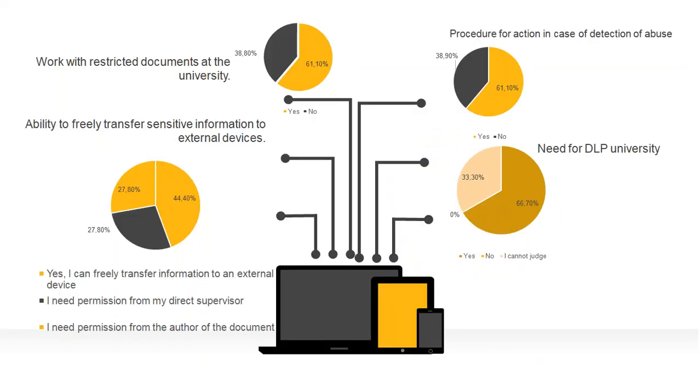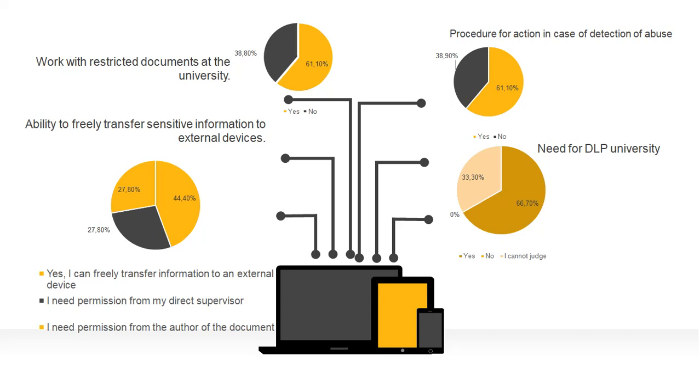About the procedures the people need to follow when there is data loss or detection of abusive information, 61.1% of the respondents said that there are such procedures and they know who to address when such event happens. And in terms of working with restricted documents, you can see that 61.1% of people work with such type of information. However, nearly half of the respondents, 44.4%, say that they can freely transfer information to an external device, which is one of the main risks for data loss, and this most certainly should be paid attention to and not be allowed to such an extent.